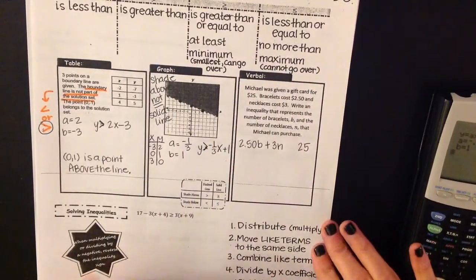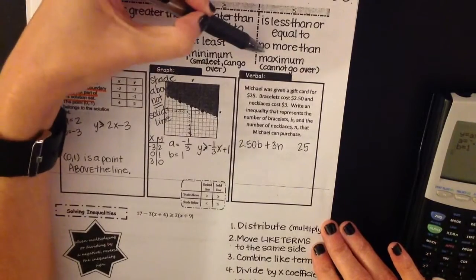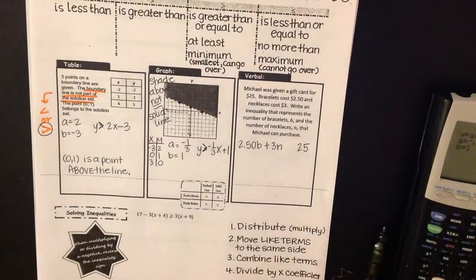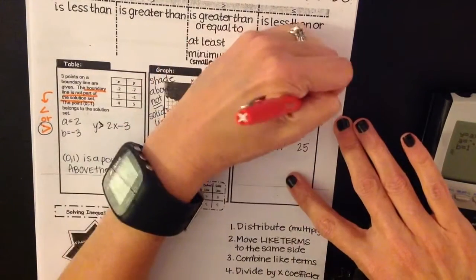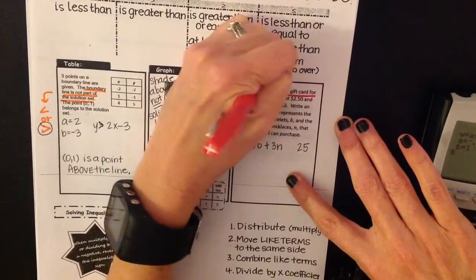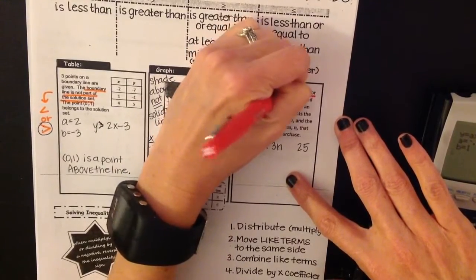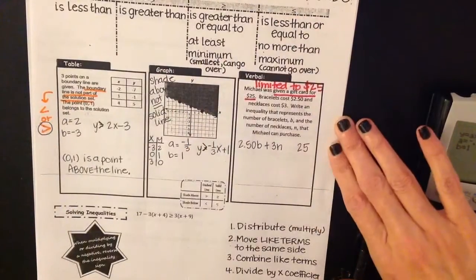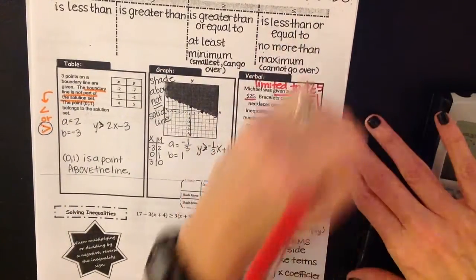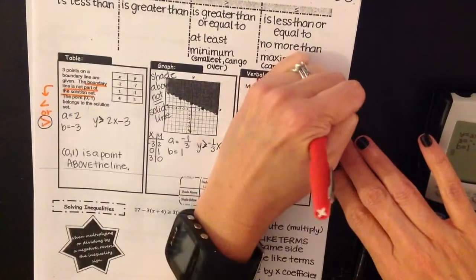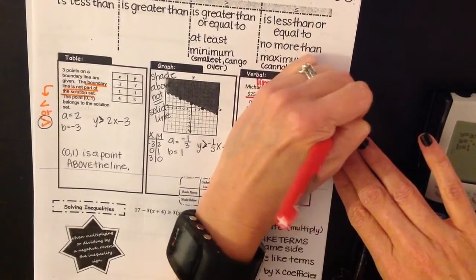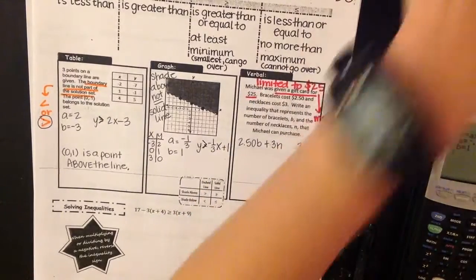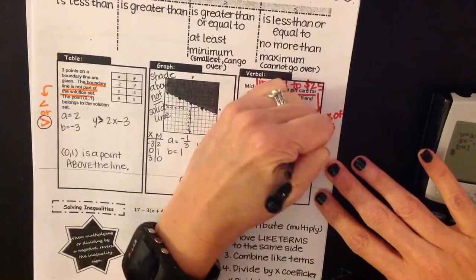So now I've got to think, can I go over his gift card? Can Michael spend more than his gift card? And hopefully you said no, he is limited to $25, which means he cannot go over. It's a maximum. He can spend a max of $25. So since he cannot go over $25, it has to be less than or equal to.